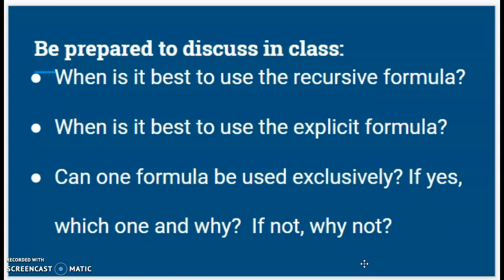In today's class, I want you to be prepared to discuss: when is it best to use the recursive formula? When is it best to use the explicit formula? Can one formula be used exclusively? If yes, which one and why? If not, why not?